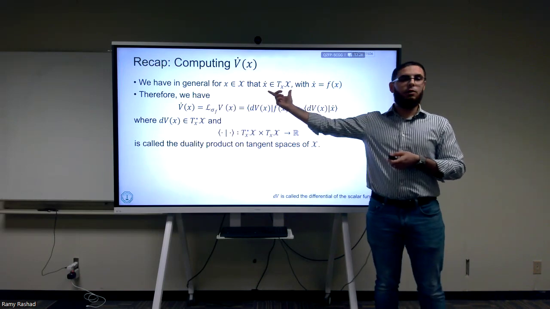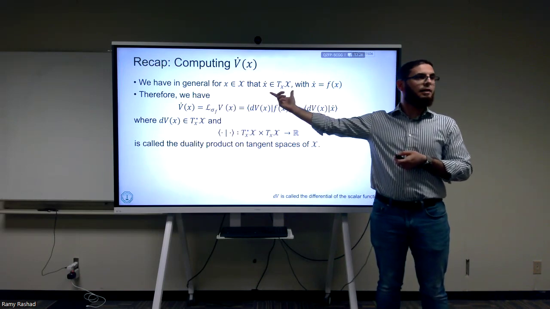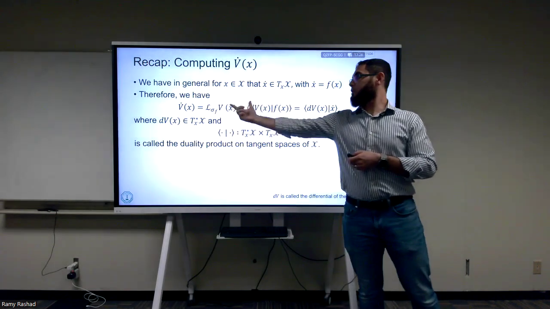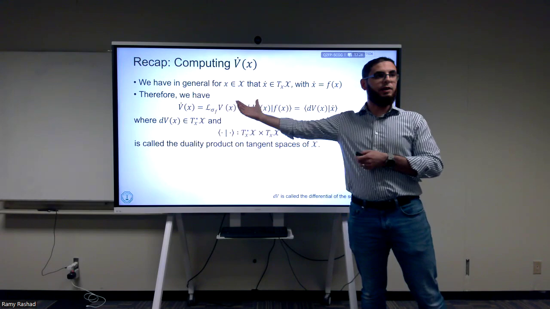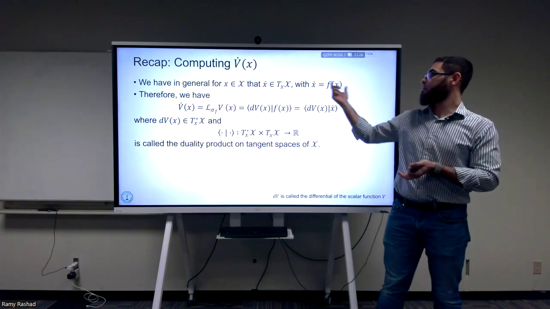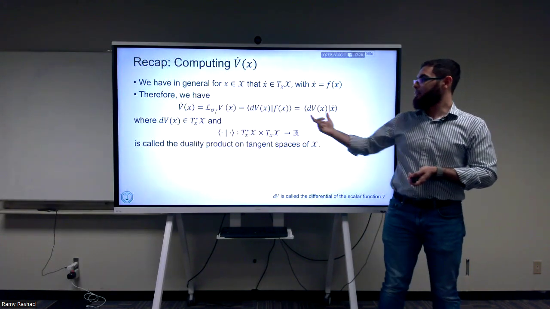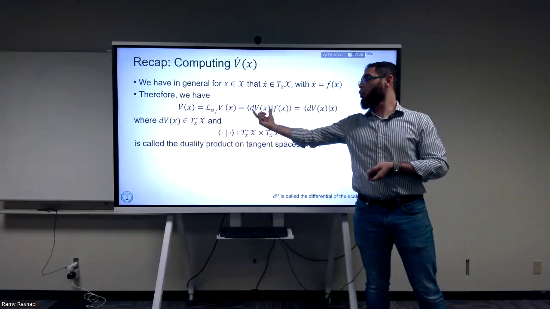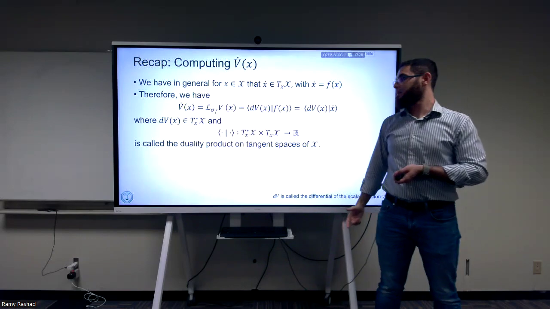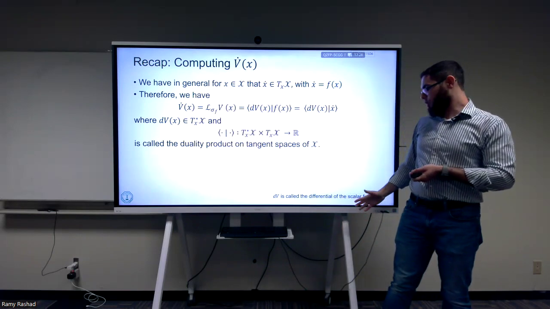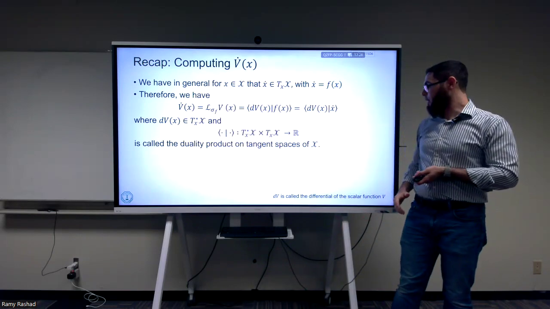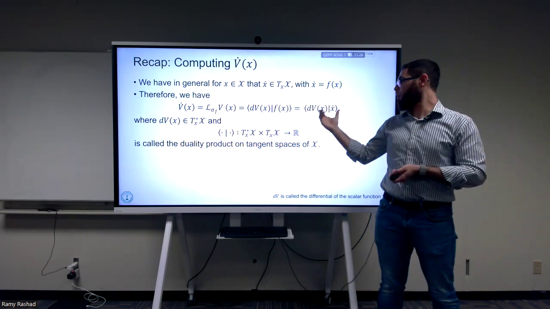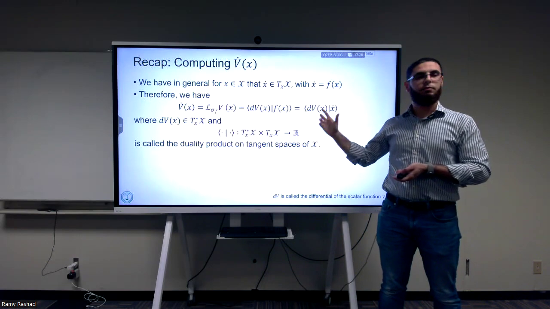You all know for now that x dot is a tangent vector on the manifold, and v dot is given by the Lie derivative of v along the vector field that defines the dynamical system. And this is defined as the pairing between a covector and a vector. This covector dv of x is actually called the differential of the scalar function.